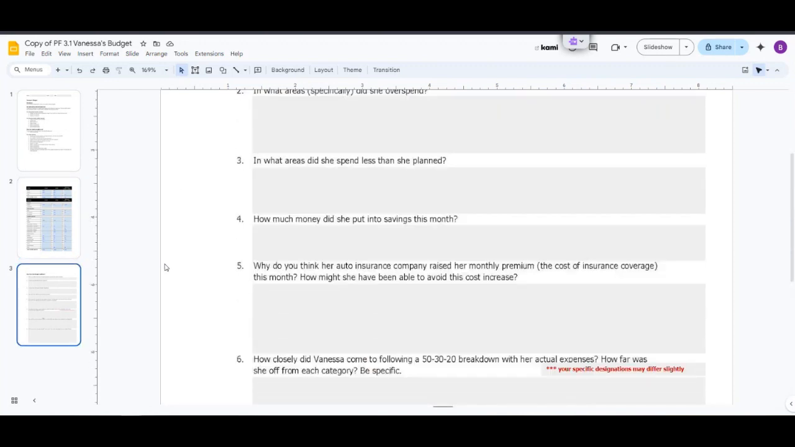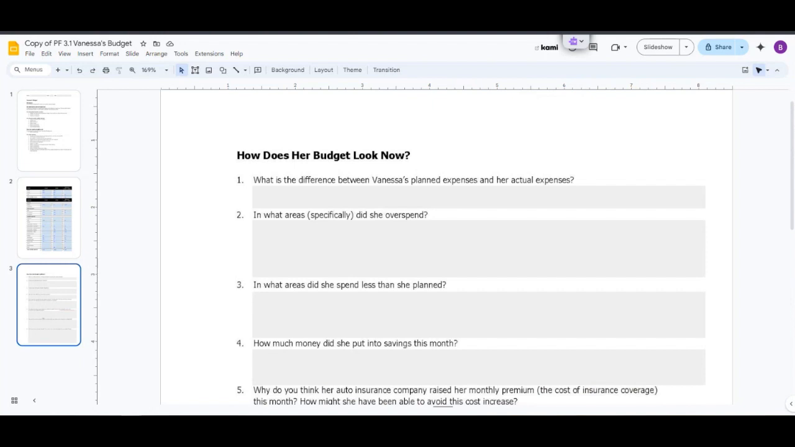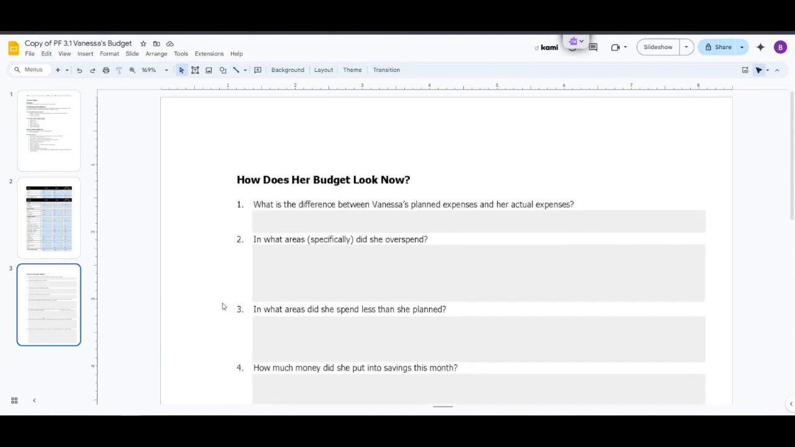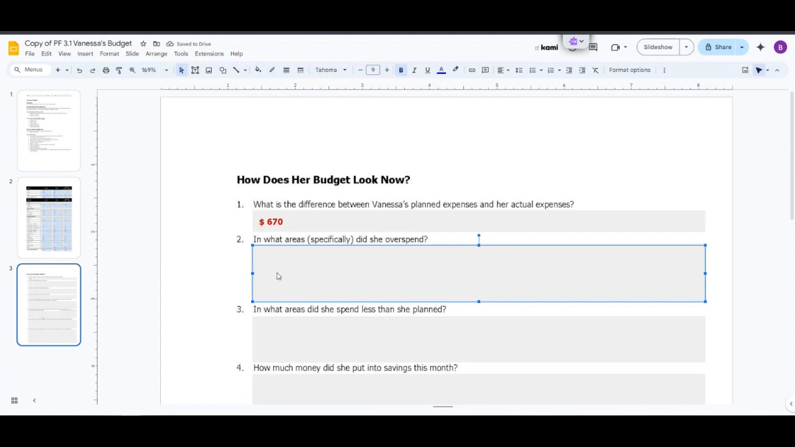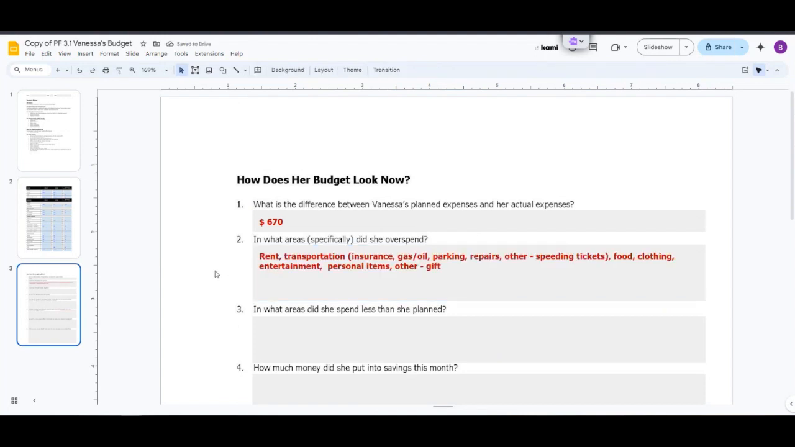All right. Now, given that, we've got some questions to answer. Number one, what's the difference between her planned expenses and her actual expenses? Again, that was right here. Okay, so that's 670. In what areas did she overspend? Okay, she overspent on rent because the contract for the lease was renewed at a higher rate.